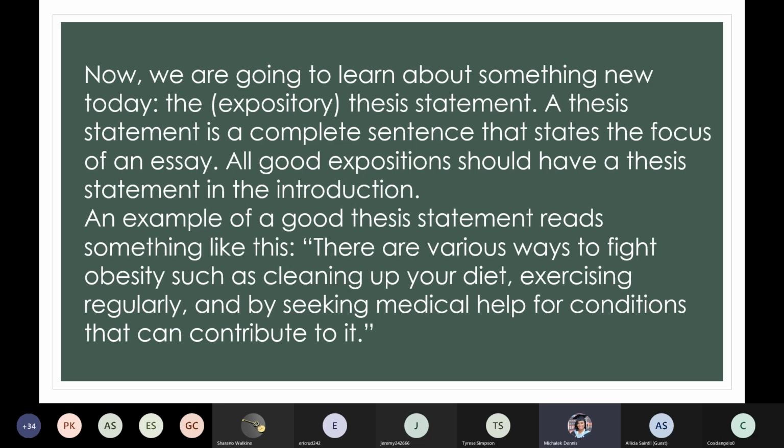Also, let's look at our example again. There are various ways to fight obesity, such as cleaning up your diet, exercising regularly, and seeking medical help for conditions that can contribute to it. Now, can you identify the first point that we would be talking about in this particular essay? If this was in an introduction, what would be the first point that the reader would be seeing in the body paragraph? What do you think the first paragraph would be talking about?